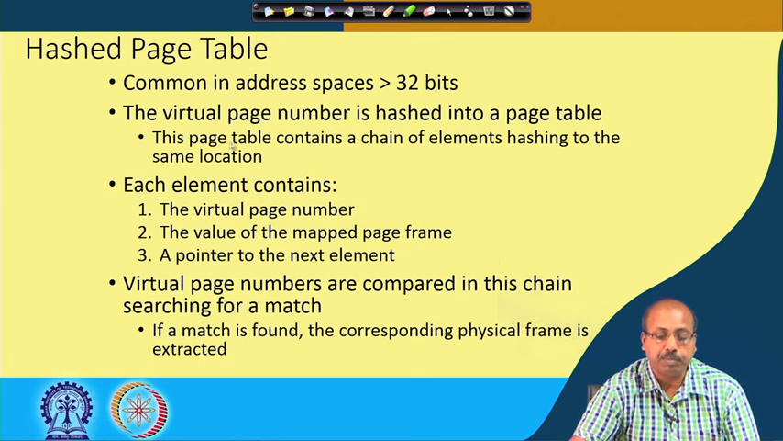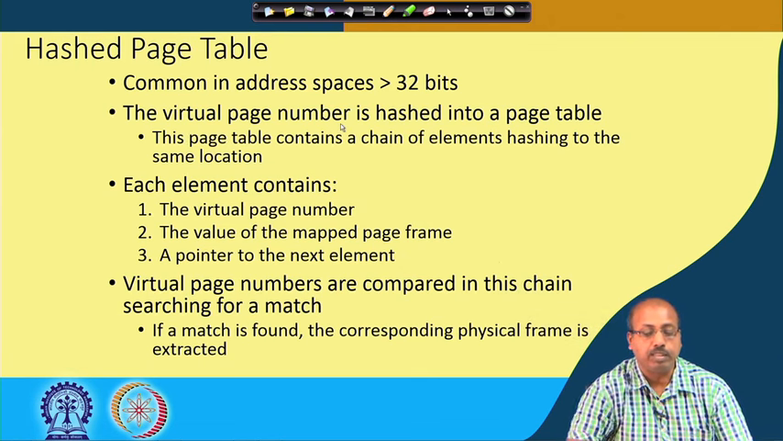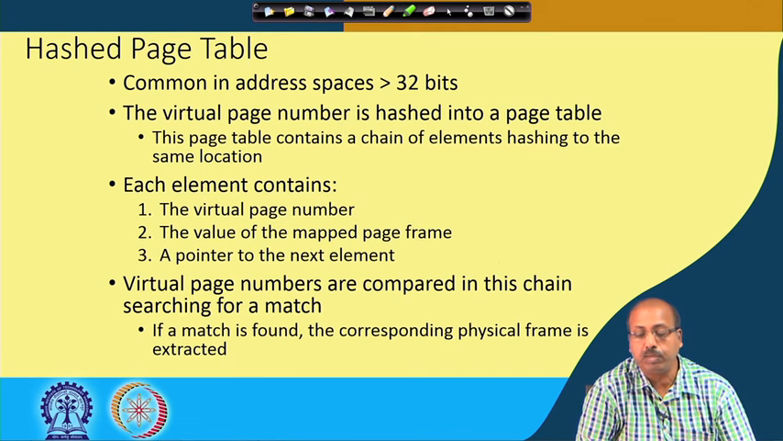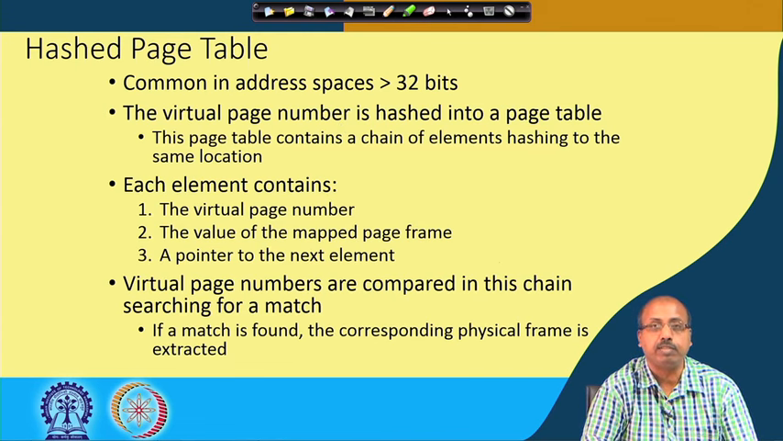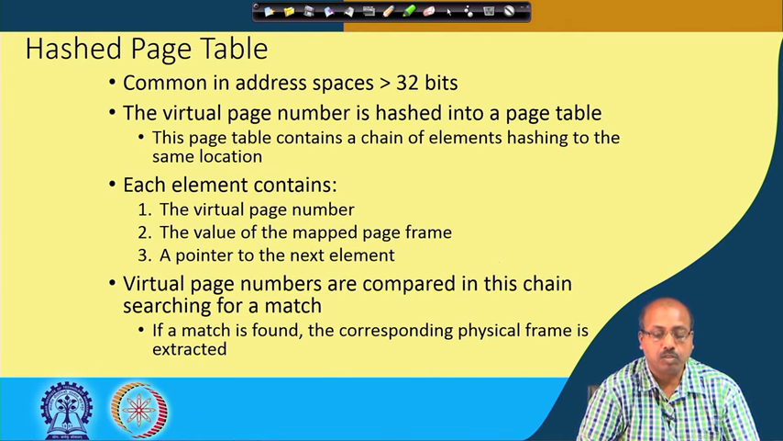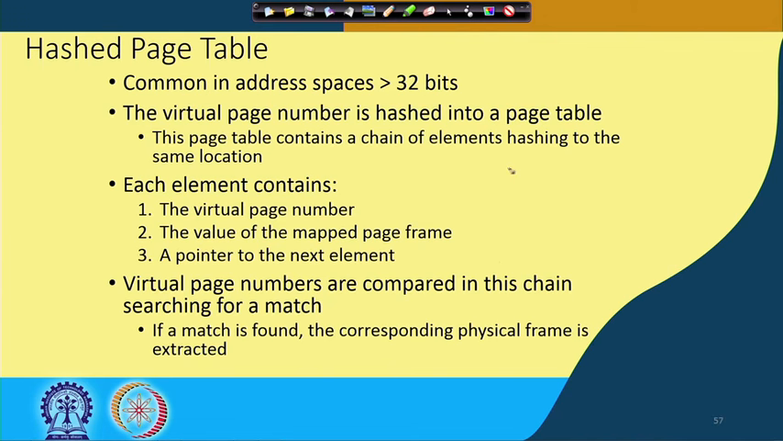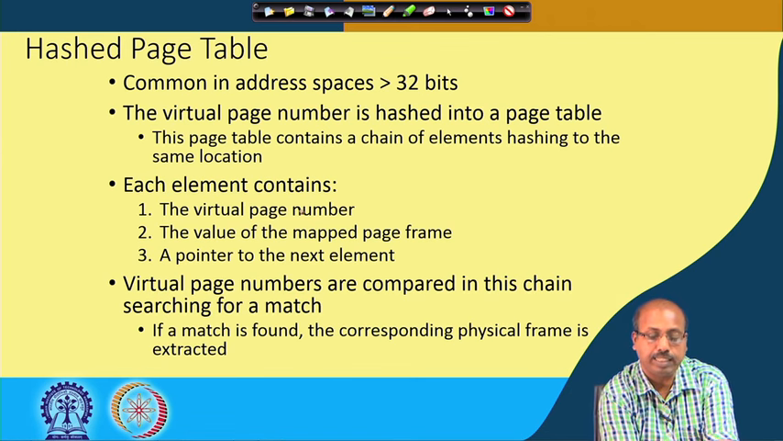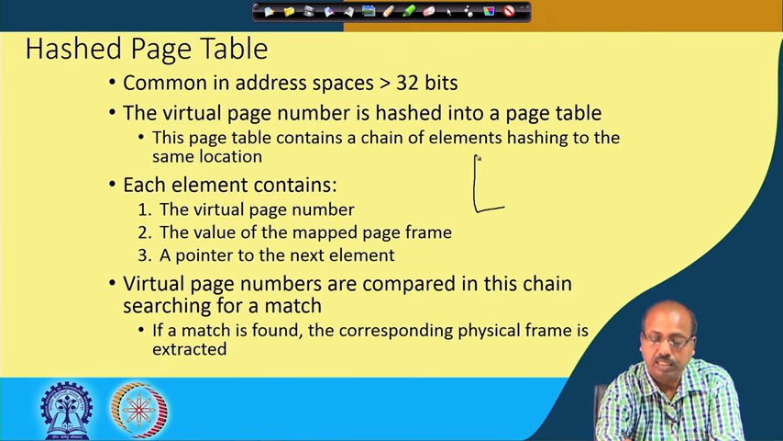The virtual page number is hashed into a page table, and this page table contains a chain of elements hashing to the same location. As I was saying, a number of x values can give me the same h of x value. So if a number of pages give me the same page number, they are put onto a chain. My page table structure is basically a chain of all those frame numbers.